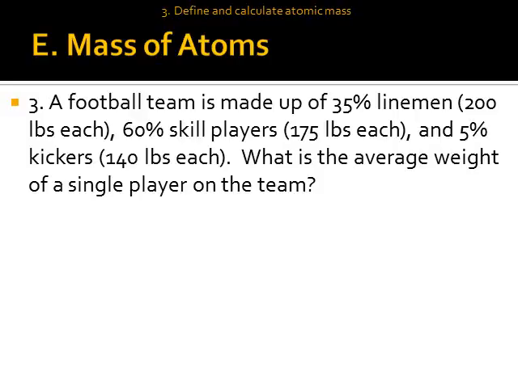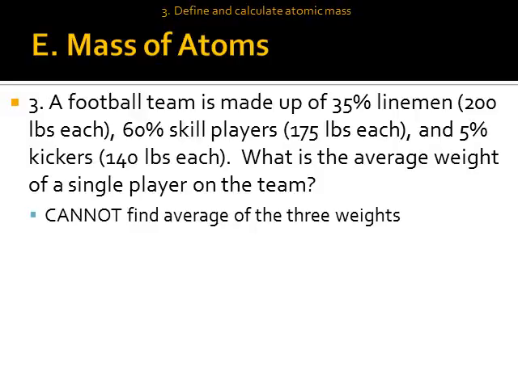Now what we can't do is simply find the regular, or what you might call the straight average of those 3 weights. We can't just add up 200, 175, 140 pounds and divide by 3. In that case it would be 172. Ask yourself, why not?